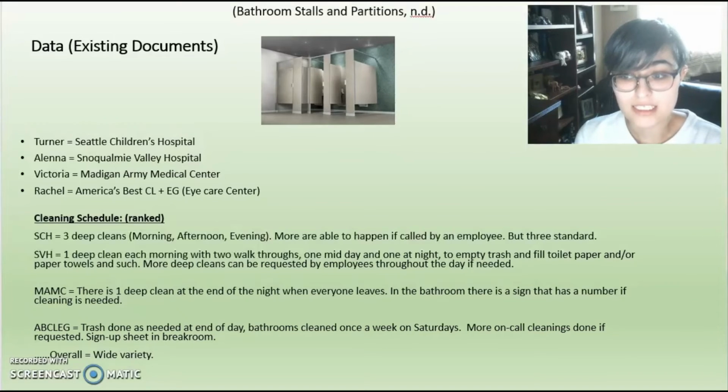I also have the cleaning schedules ranked. To summarize, there was a wide variety of schedules between the facilities. It ranged from once a week for a smaller location to 3 deep cleanings a day.